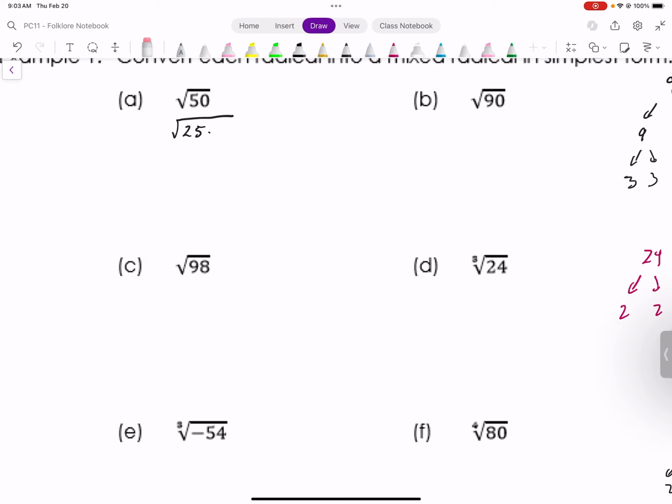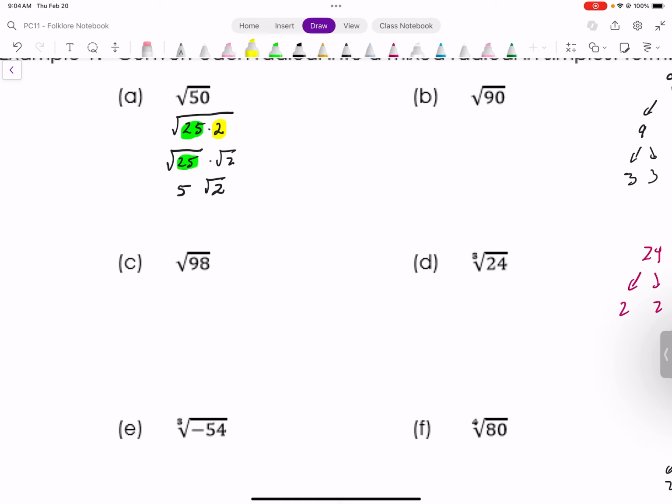I'm going to decompose 50 into 25 times 2. Then I use the product rule for radicals to split up my radicand into two. This turns into the square root of 25, which is 5, and what's left over is the square root of 2. Notice I split this into a perfect square, in green, and a non-perfect square. Why? Simply because I can take the square root of a perfect square.